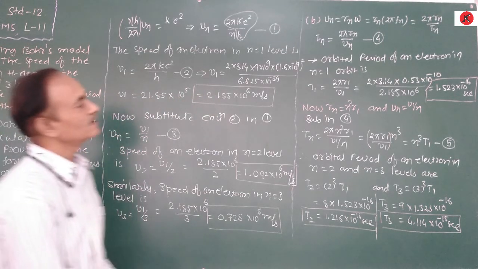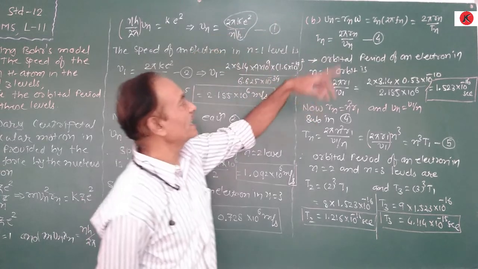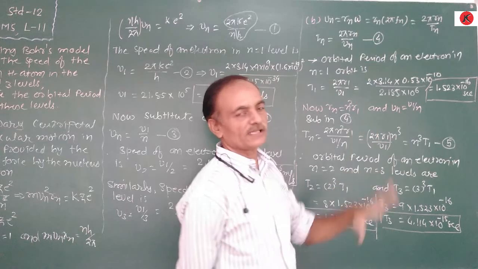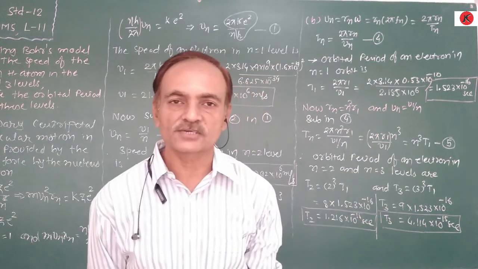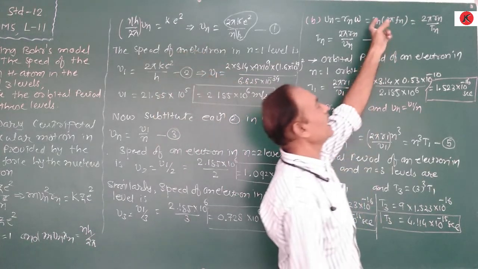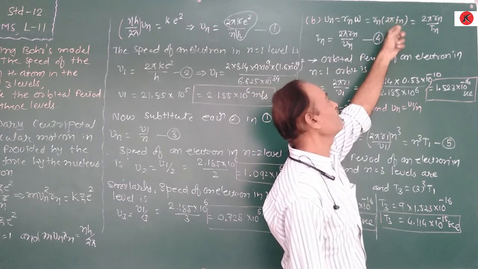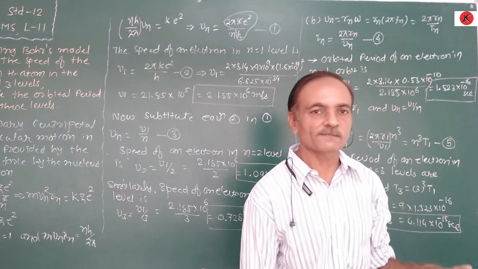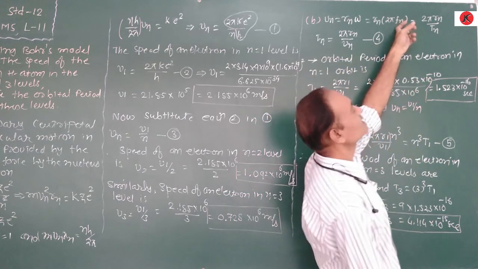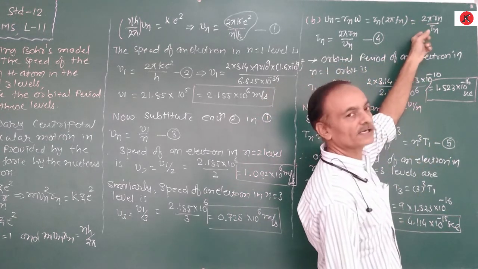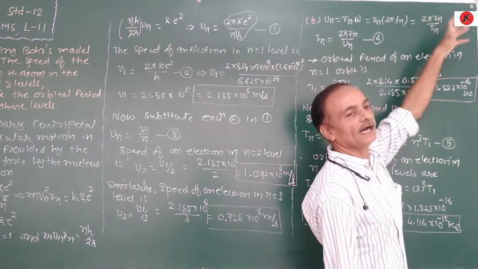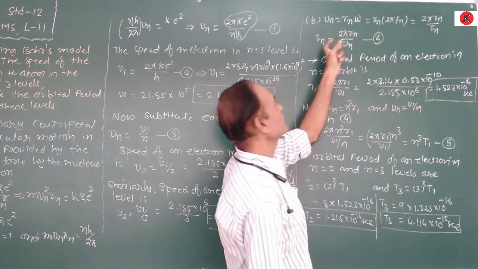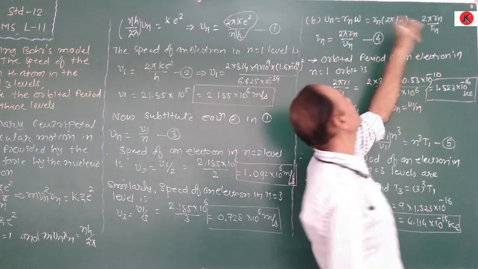Again in the B part, what is the relation between the linear speed and angular speed? Vn is equal to Rn into omega. We know that omega is the angular frequency, 2 pi Fn. Therefore, Rn into, instead of omega, 2 pi Fn. And also we know that frequency is the reciprocal of periodic time. Instead of Fn, we can add 1 upon Tn. Therefore, 2 pi Rn upon Tn. Therefore, Tn is equal to 2 pi Rn upon Vn.